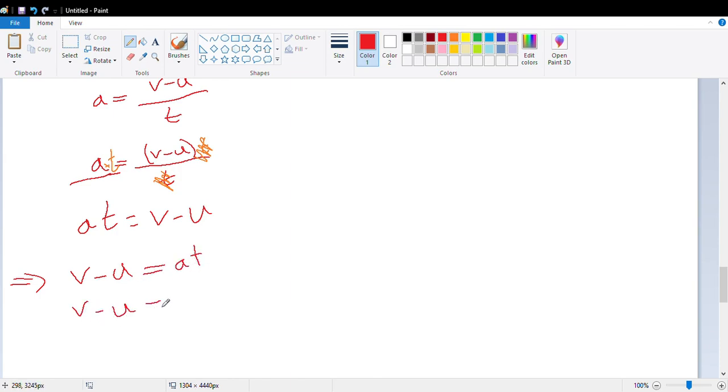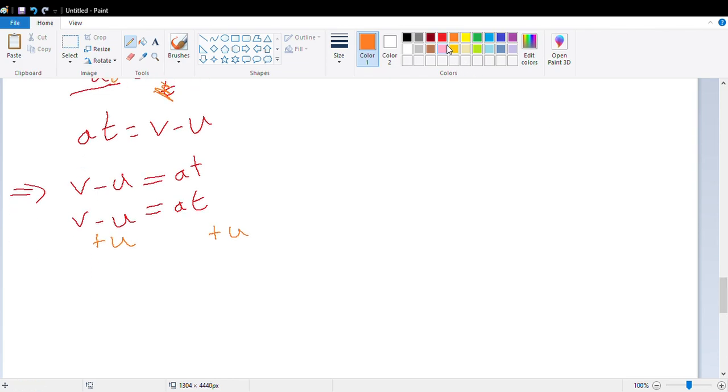And the last step is I need to move this minus u to the other side. So to undo a negative u, I add u. And when I do that, these guys cancel, and I'm left with u plus at. Now the reason why there's a plus in between is because this a term is positive. There's no negative, so there must be a plus, not multiplying.